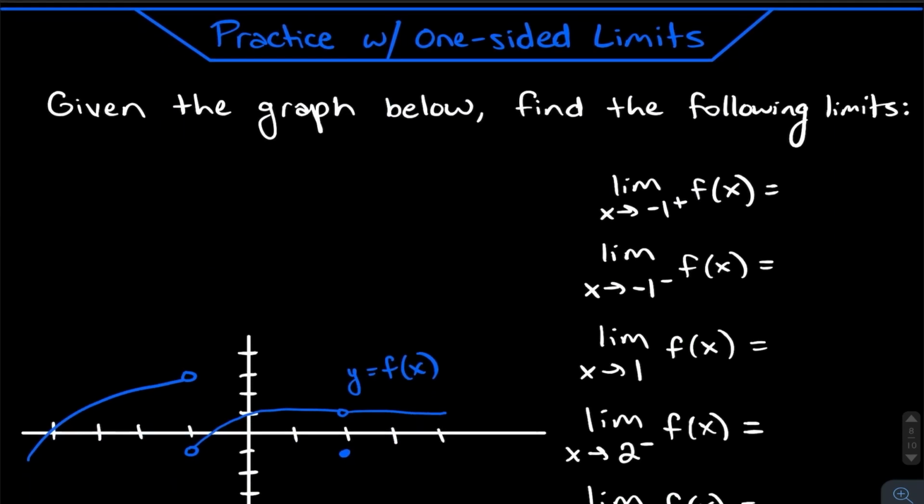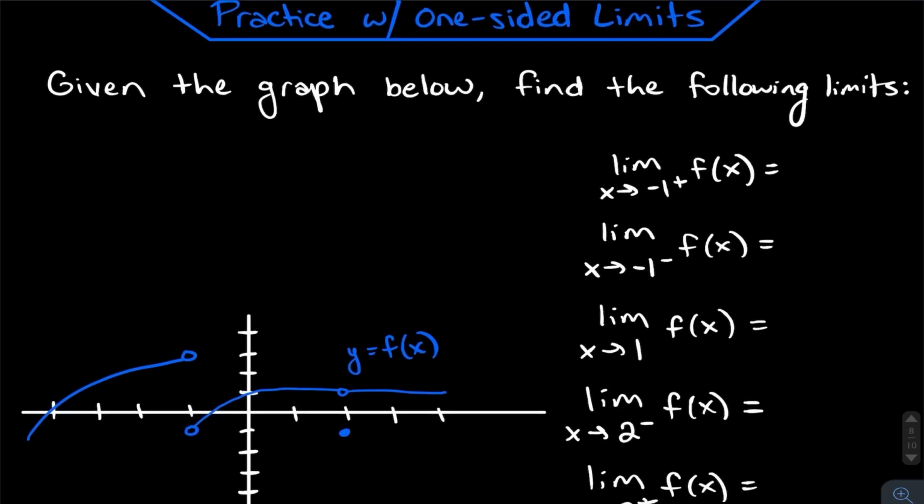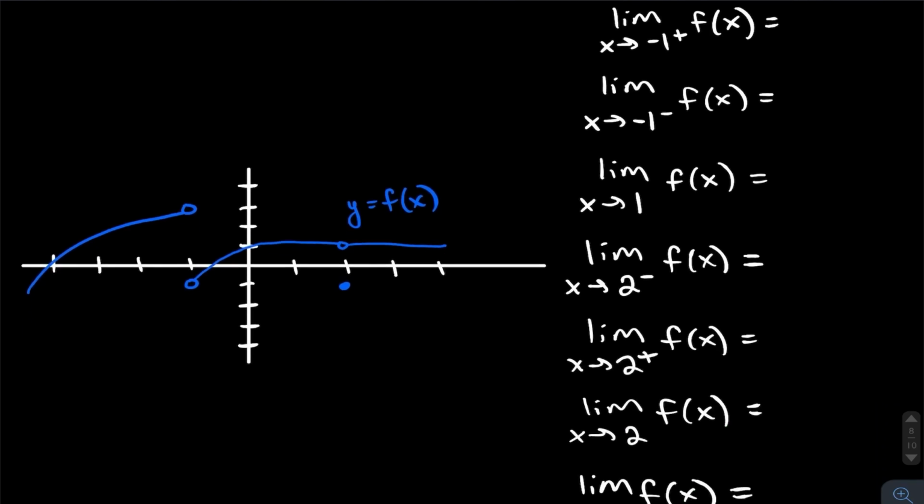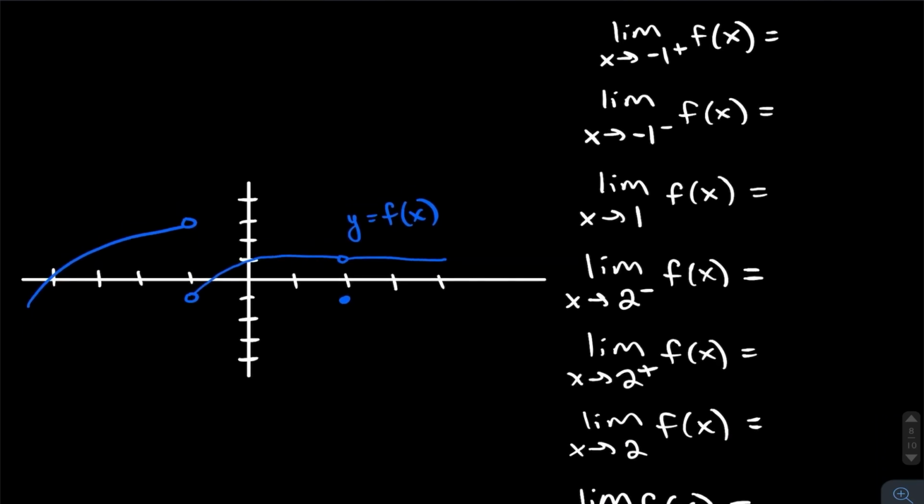Now, moving on to some practice with one-sided limits, let's do the same graphic exercise, but now we're going to do it with one-sided limits. Given the graph below, we're going to find the following limits. We have quite a few here. We're going to look first at x approaching -1 from the positive direction. What does f of x equal? Well, we're approaching -1 from the positive direction, from the right side.